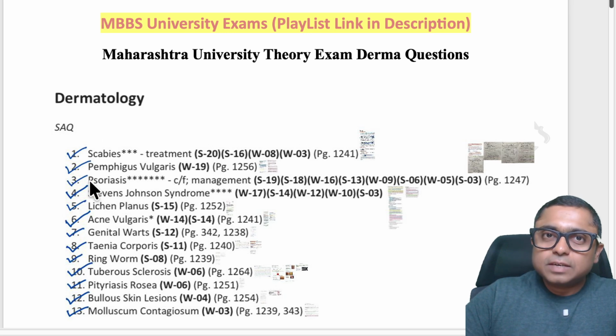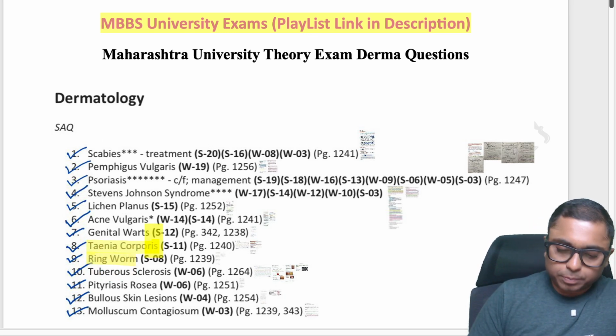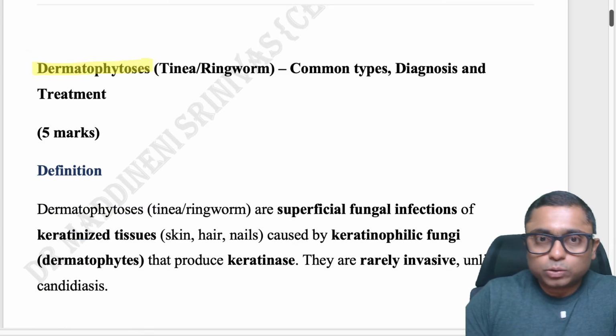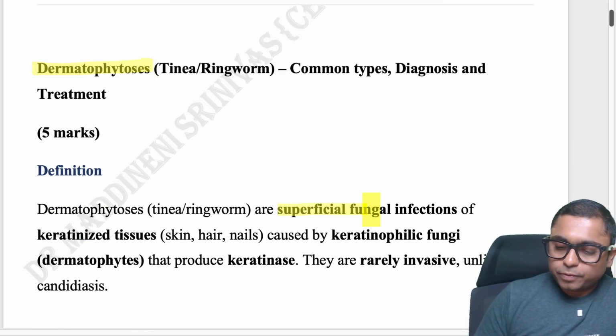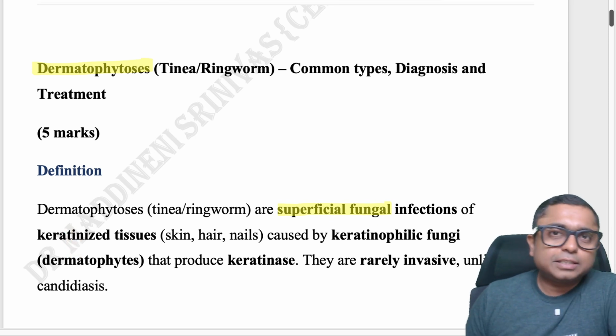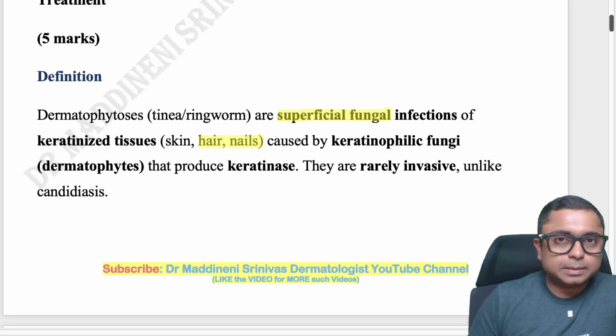The topic of discussion for this video is going to be tinea, which in layman's terms is called ringworm. This is also called dermatophytosis, and basically this is a superficial fungal infection of the keratinized tissue. So what are the keratinized tissues in dermatology? Not only skin, they are hair and the nails, right?